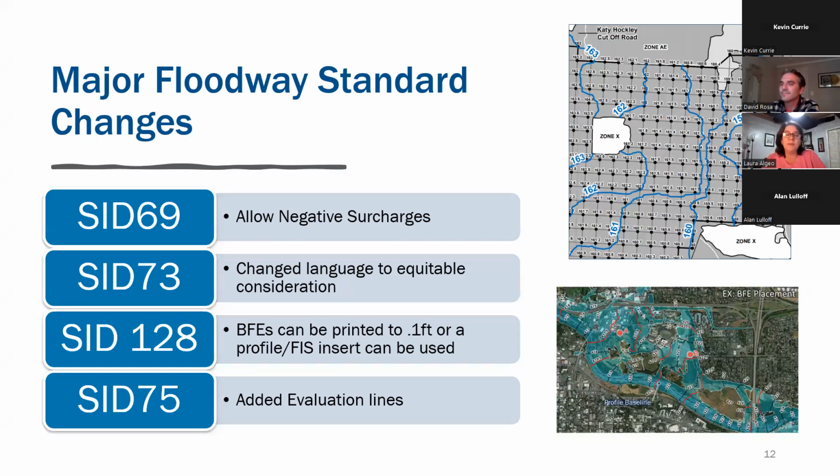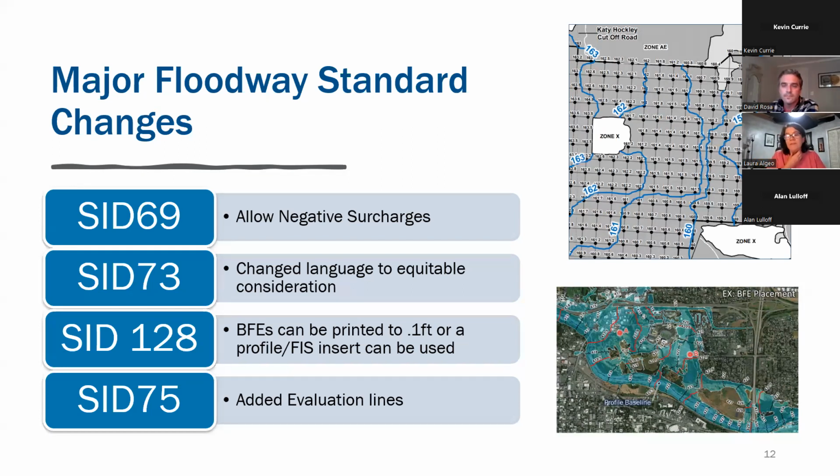And then the two biggest ones are removing the requirement for profiles. So with a one-dimensional model, you have to have a profile so that somebody can interpret the base flood elevation to 1/10 of a foot along that profile that's provided in the FIS text. As a part of the SID change, we made it so that you could input an FIS insert. So you can either show the elevations at a much higher resolution.